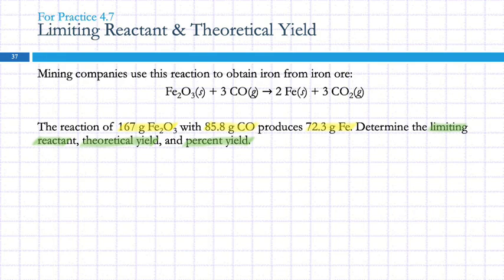Okay, so I am going to take those numbers and write them under the equation. 167 grams of Fe2O3, 85.8 grams of carbon monoxide, and 72.3 grams of iron.